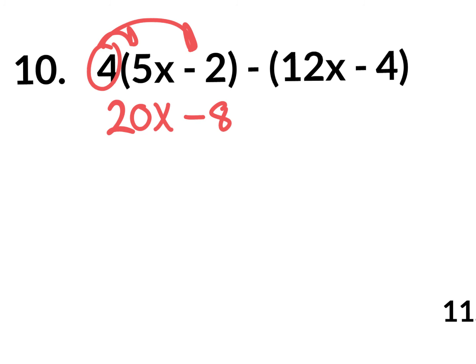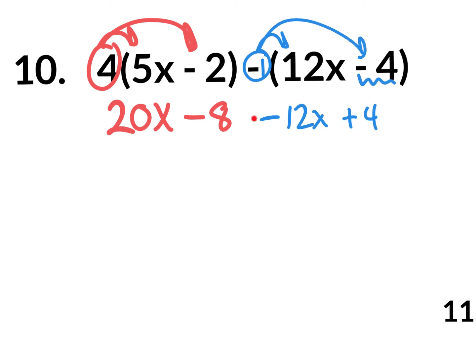Now you're thinking, wait, there's no number out here to distribute. That's true, there is no number out here to distribute, but we do have a minus sign. And if there is no number, there's technically like an invisible 1 right there if you wanted to. Or you could just distribute the minus sign, right? It's up to you. But you will have to distribute the minus sign, which is kind of like distributing the multiplication of -1. So -1 times 12, that's -12x. Negative 1 times negative 4, that's positive 4.